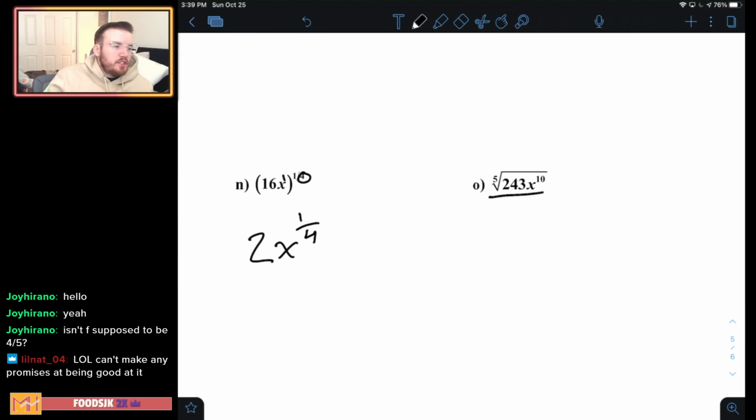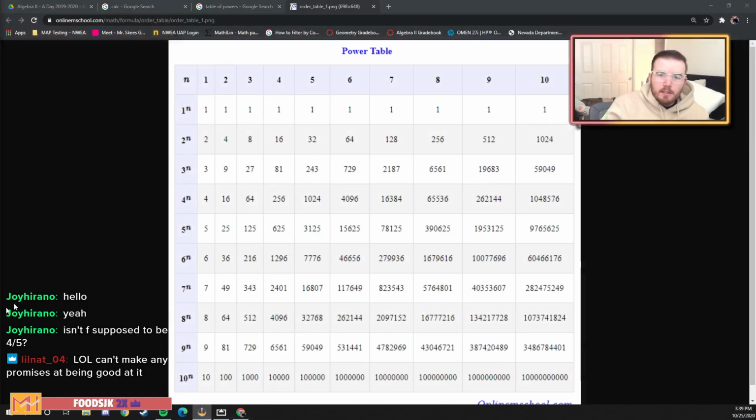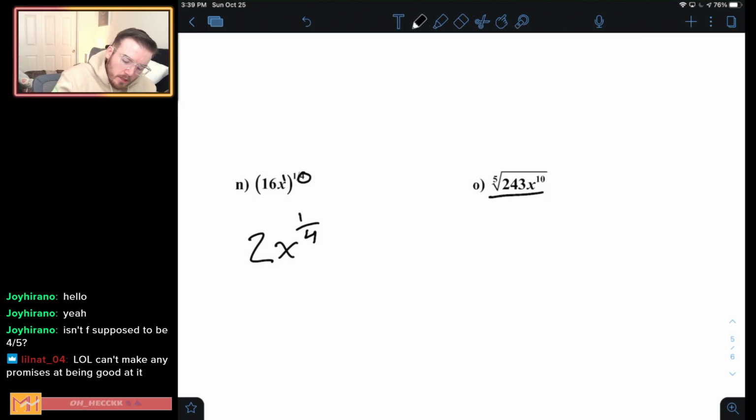What's the fifth root of 243? Is that on our list? Indeed it is. The fifth root of 243 is 3. So a 3 pops out, and then what's 10 divided by 5? 2. So 3x squared.